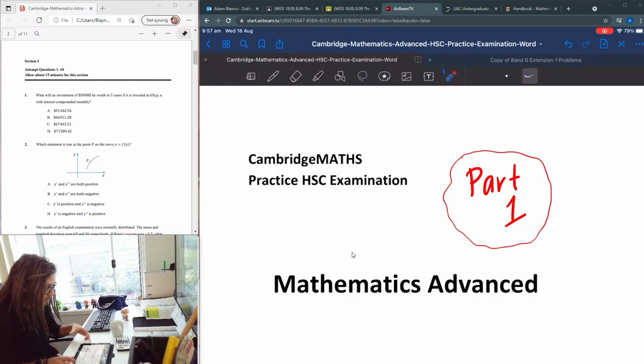So this is the Cambridge Maths paper. It's 2020. It's like the Cambridge textbook made their own paper, so that's kind of cool, I guess.